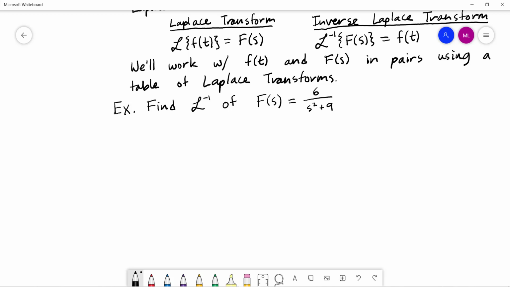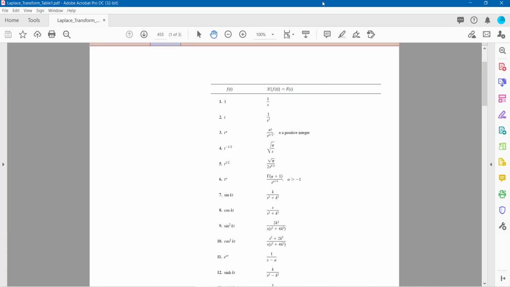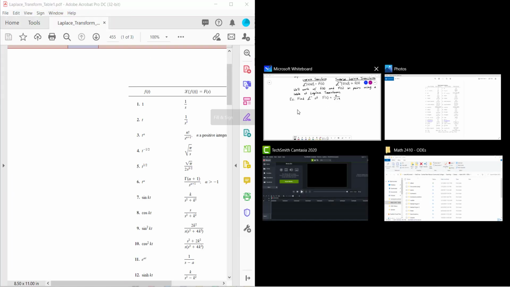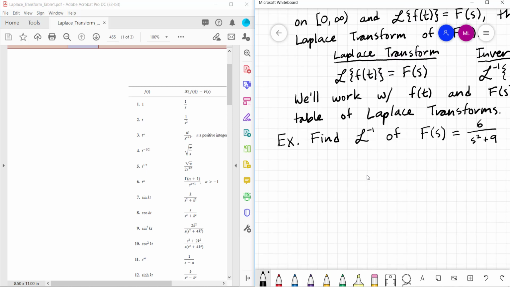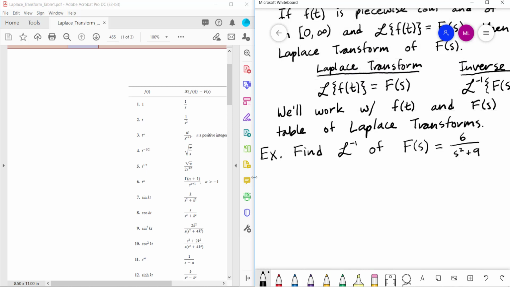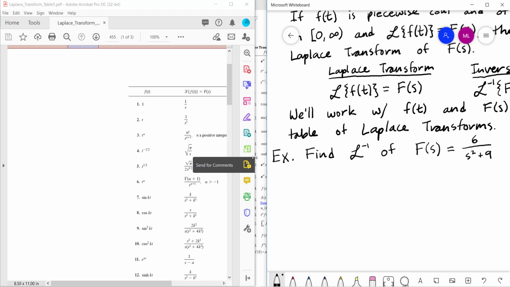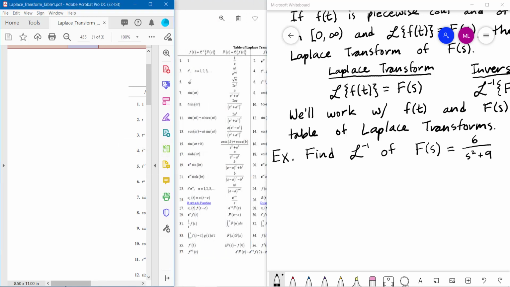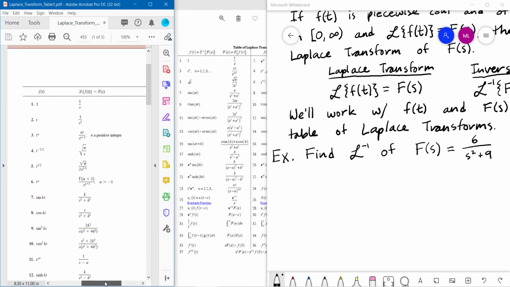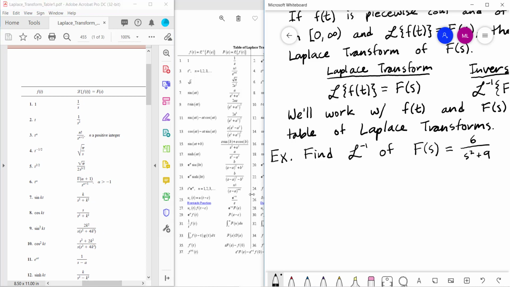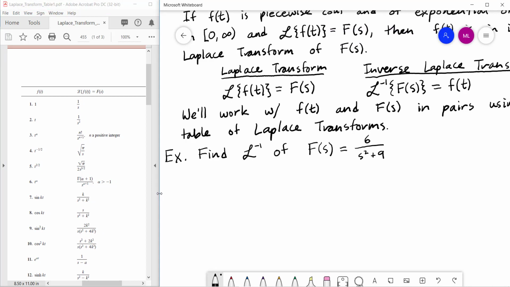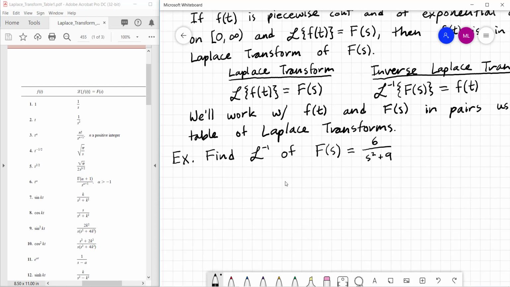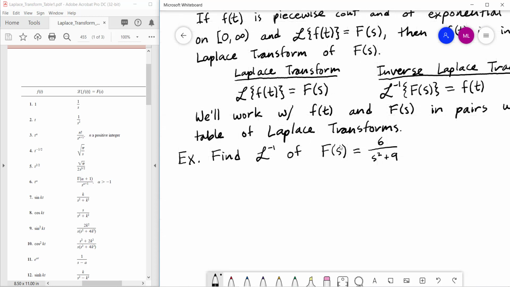Okay, so the first thing you will need to do if you're dealing with something like this is go to one of our tables. I'll go to the higher resolution one just so we can actually read it. And let me see if I can pull these up side by side. Since this one doesn't cover very much anyways, let's see if I can make this a little more compact over here. Okay. So this is our goal. We want to find the inverse transform of this.